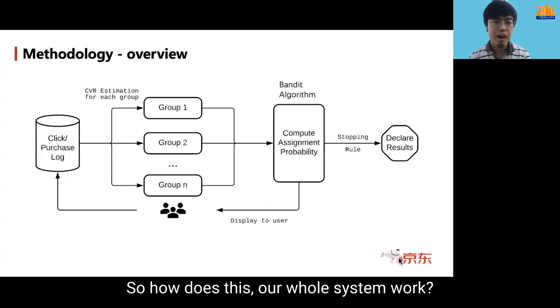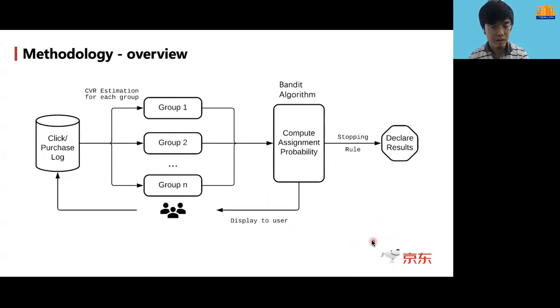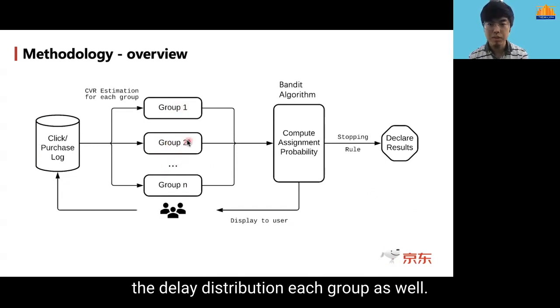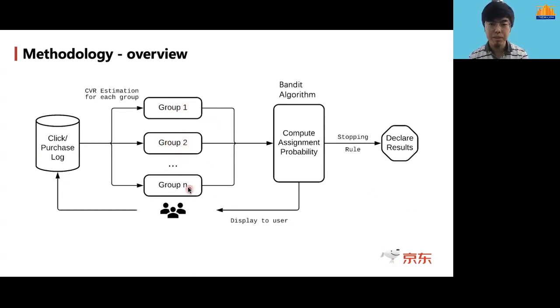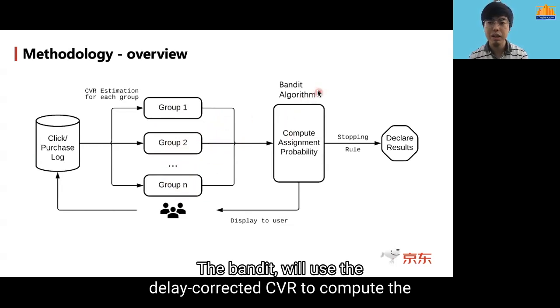So how does our whole system work? This slide shows how we integrate the EM procedure with the bandit and how the whole system works. We'll estimate the CVR and the delay distribution for each group as we described. After that, we use those as input to our bandit algorithm. The bandit will use the delay corrected CVR to compute assignment probability.